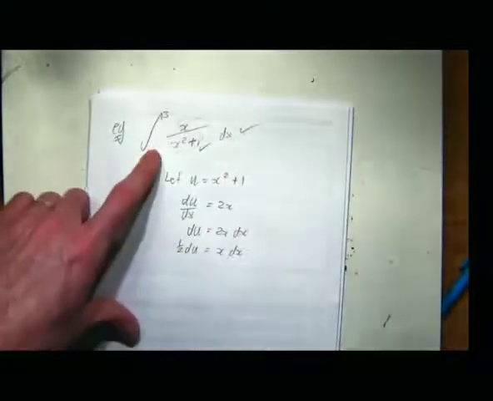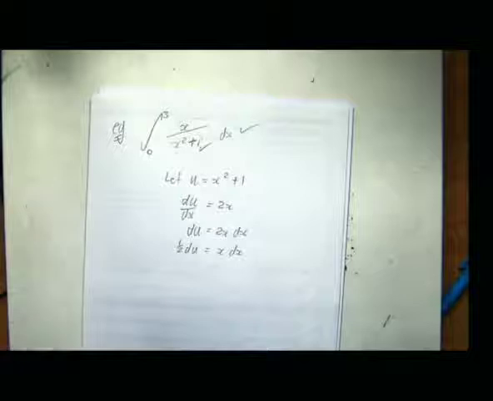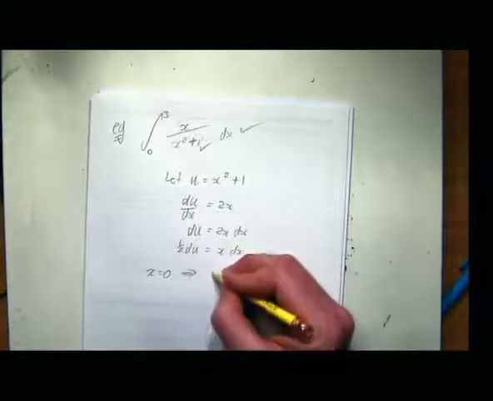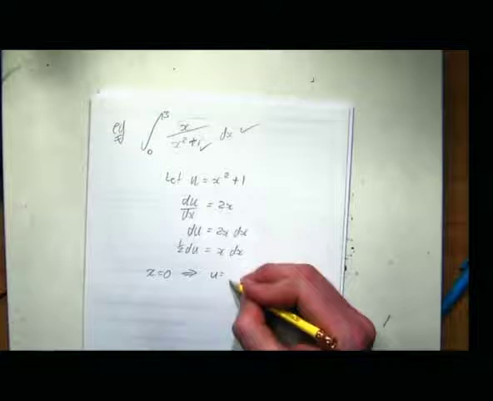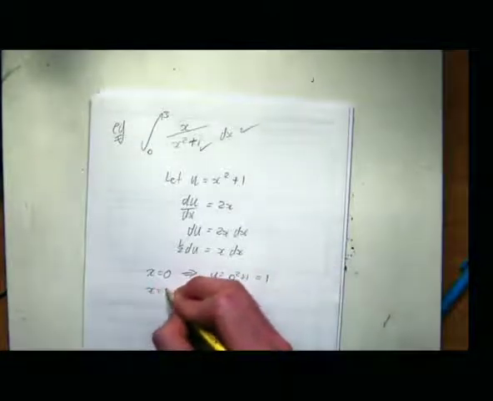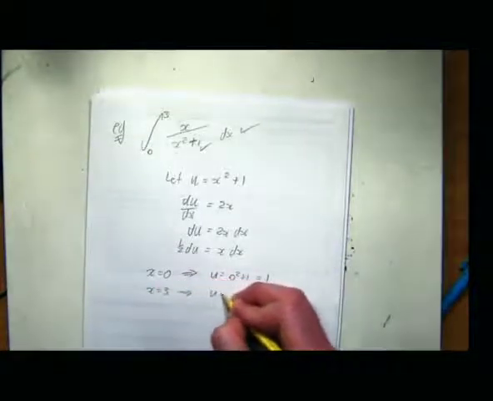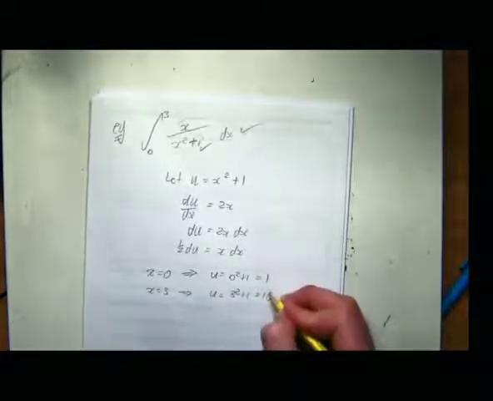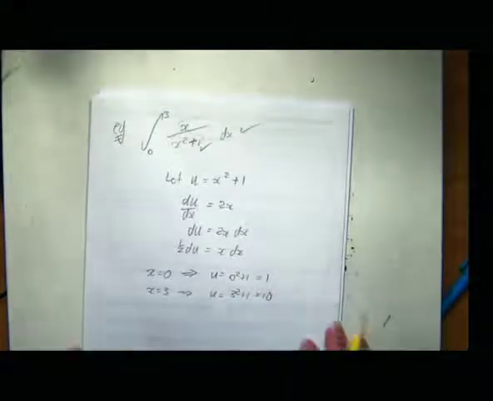That leaves me for dealing with the x equals 0 and the x equals 3. So when x equals 0, that means that u is, according to this formula, 0 squared plus 1, which is 1. And when x equals 3, that means that u is equal to 3 squared plus 1, which is 10. 3 squared is 9, and plus 1 is 10, yep.